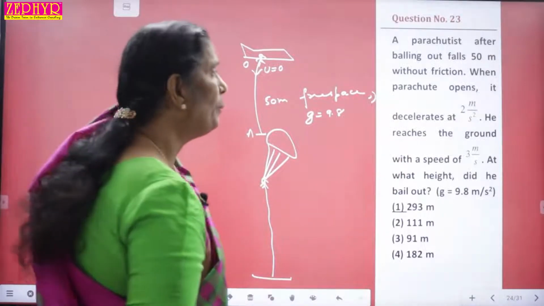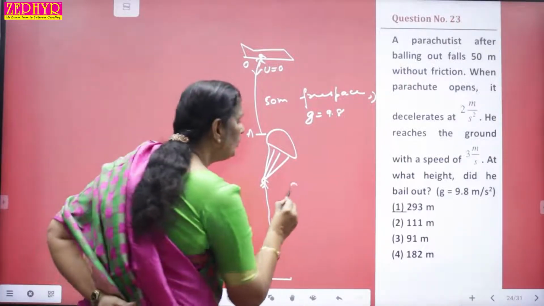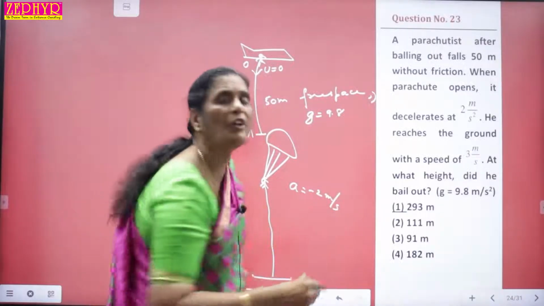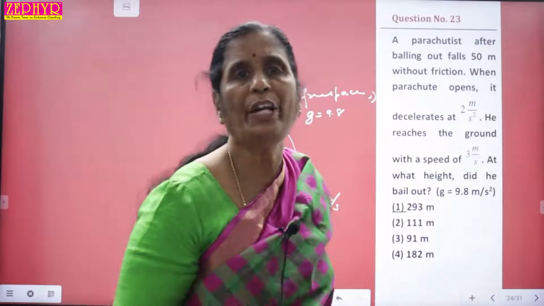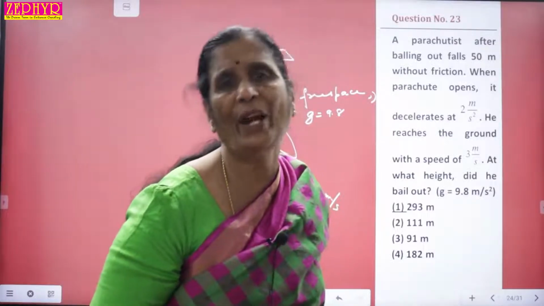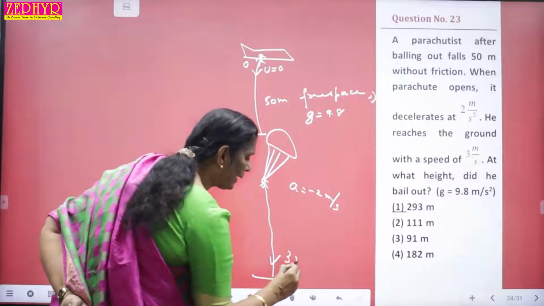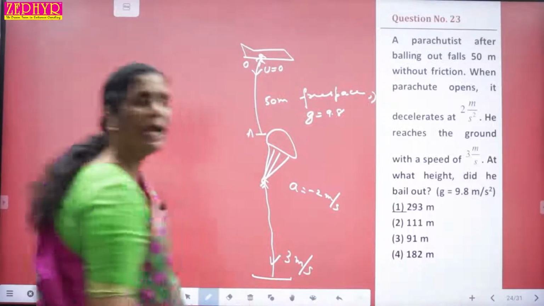When the parachute opens, he decelerates. So he is moving with a negative acceleration of 2 meter per second squared. He wants to stop, so he wants to reduce the velocity, so he is applying retardation. And he reaches the ground with a velocity of 3 meter per second. Full details they have given.